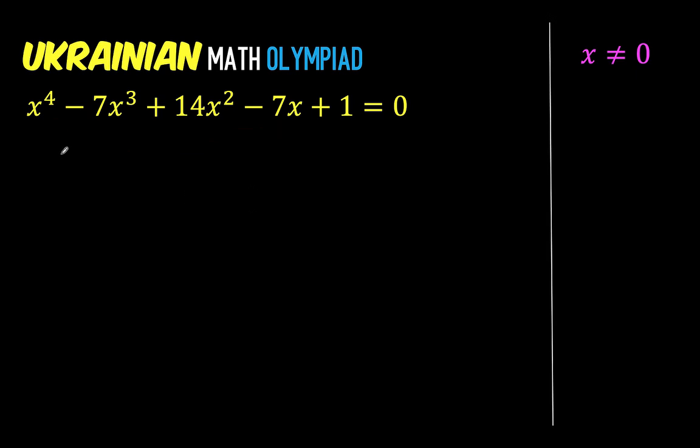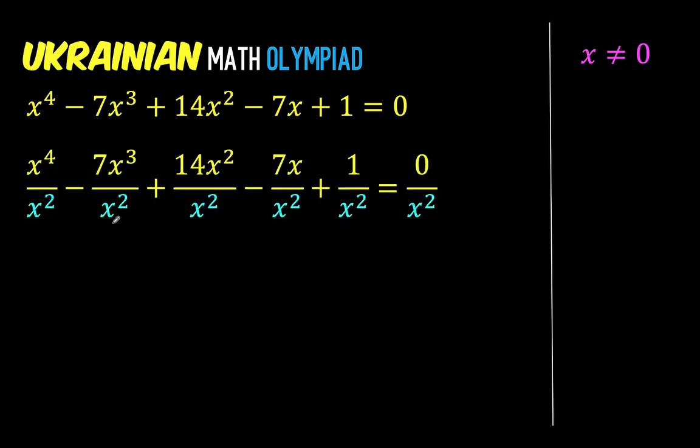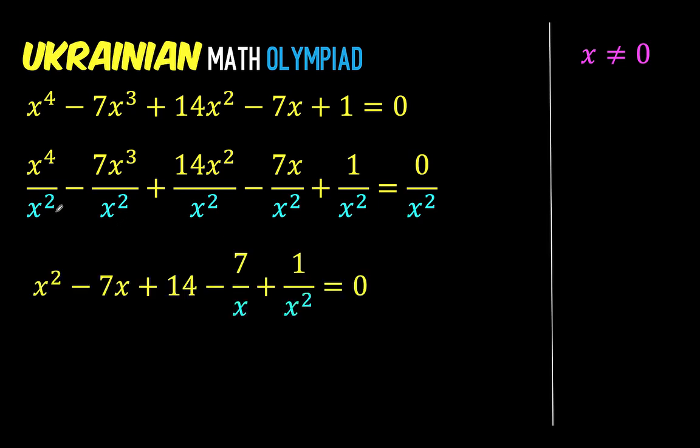Because of that, we will be able to lower the degree of this equation by dividing each of the terms by x squared. We know that x squared is not 0, so division by x squared here is valid. Simplifying, x to the fourth divided by x squared is x squared, minus 7x cubed divided by x squared is minus 7x, plus 14x squared divided by x squared is 14, minus 7x divided by x squared is minus 7 over x, and we copy 1 over x squared equals 0.